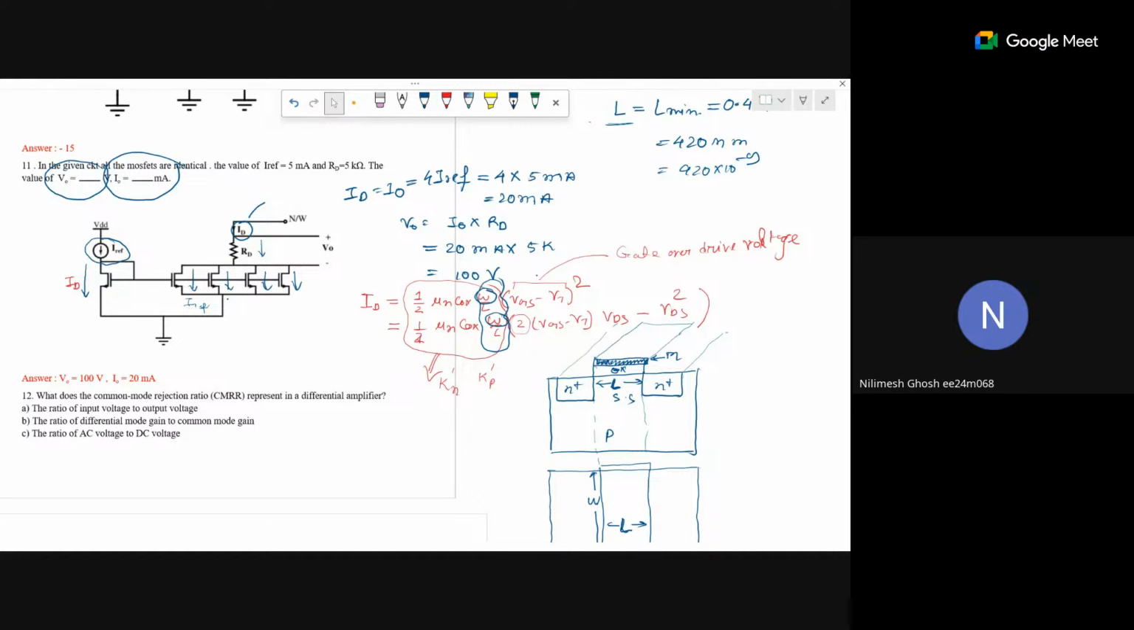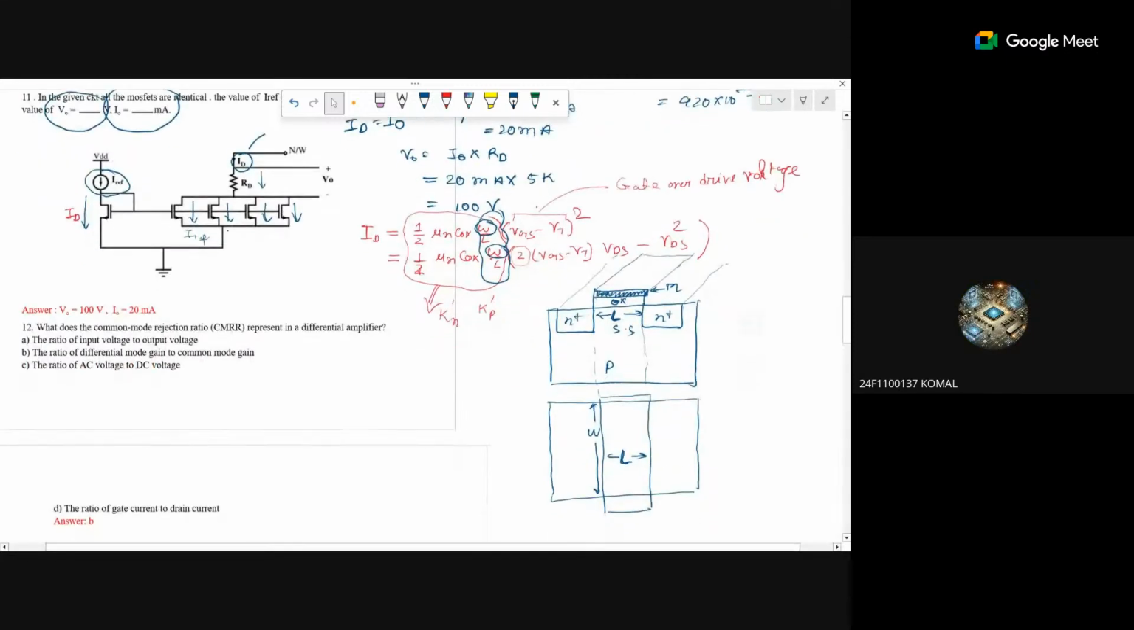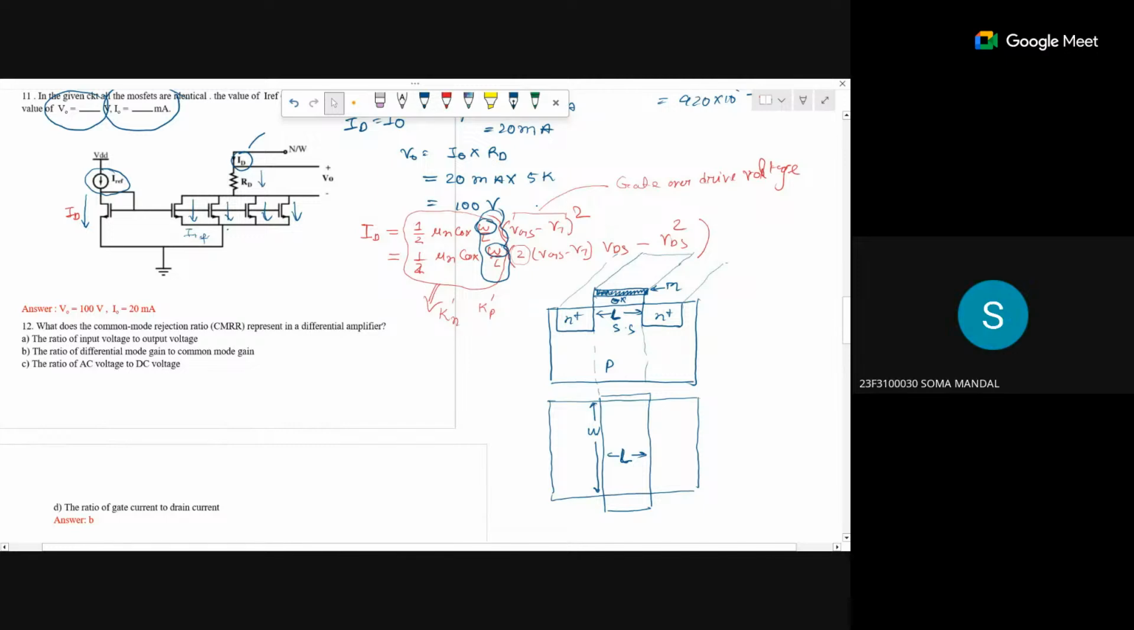Hello, I'm asking everyone, did you understand? Yes, sir, we're following. So is everyone following whatever I am doing, or am I going too fast? Is the pace okay for you? Yes, sir. Okay.